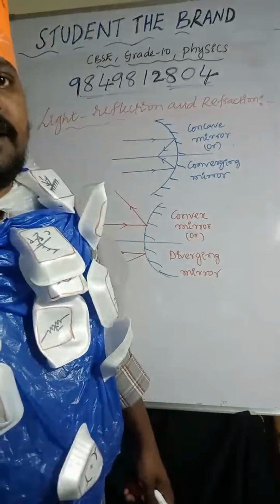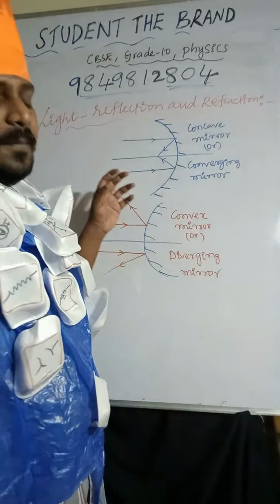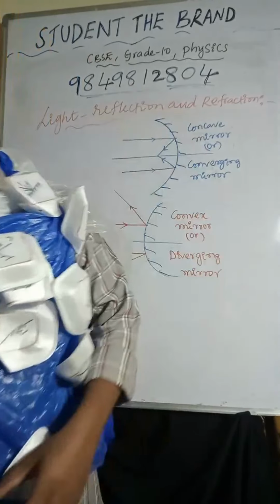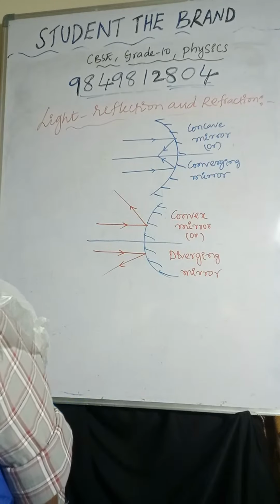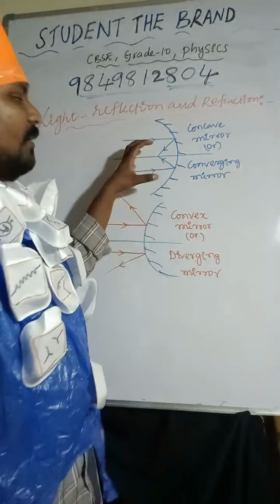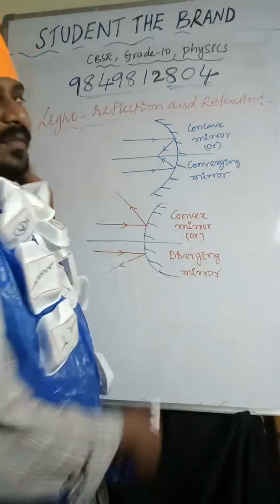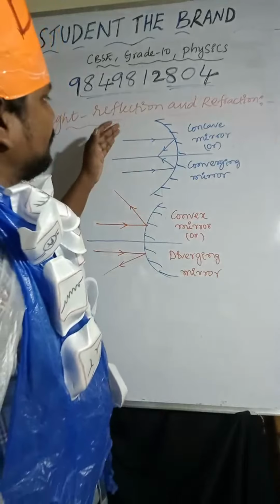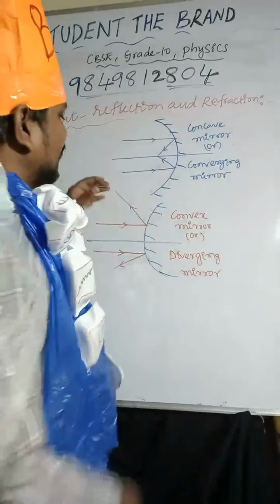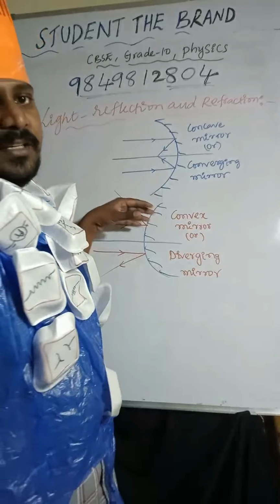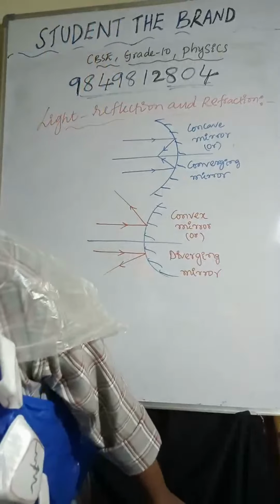Okay. So why? Because whenever light rays fall on a concave mirror, they converge and meet on the principal axis here. Whenever light rays fall on a convex mirror, after reflection they move away from the principal axis. So this mirror is called a converging mirror because after reflection the light rays move towards the principal axis. Here light rays move away from the principal axis. That's why it is called a diverging mirror. Converging mirror and diverging mirror. Now we'll go to the next one.